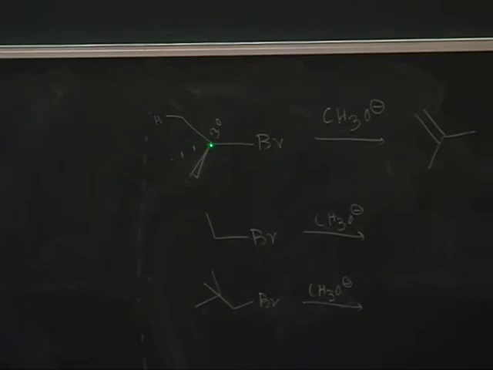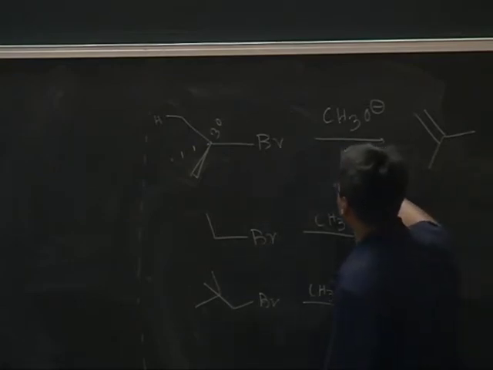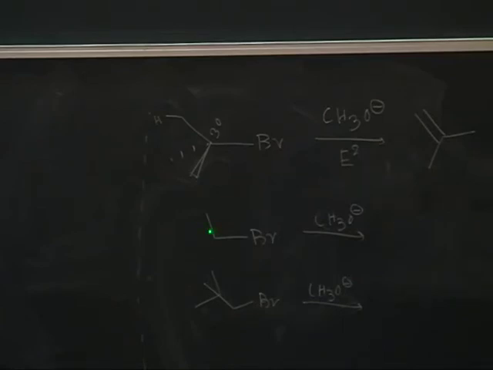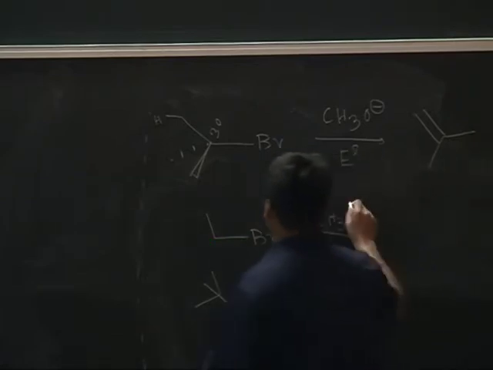So if you have a tertiary substrate, then E2 will take precedence, if it's a good base or a good nucleophile. Now, what is this? A secondary, primary, tertiary? Primary. That will do an SN2, all right?